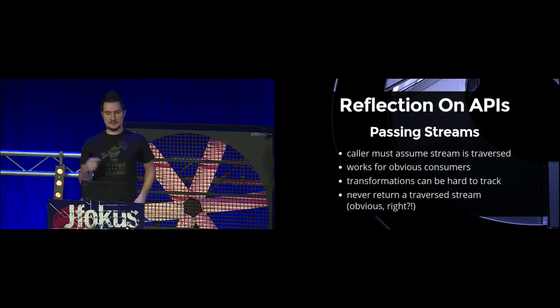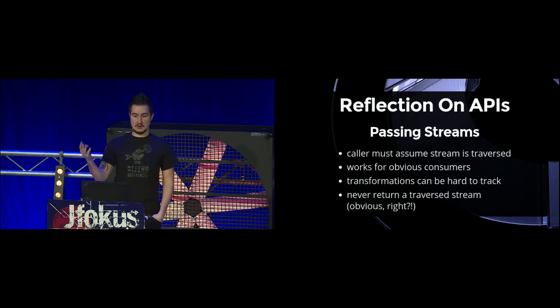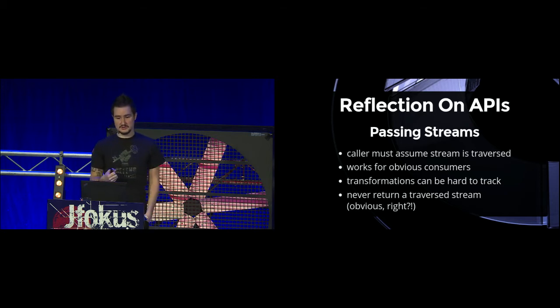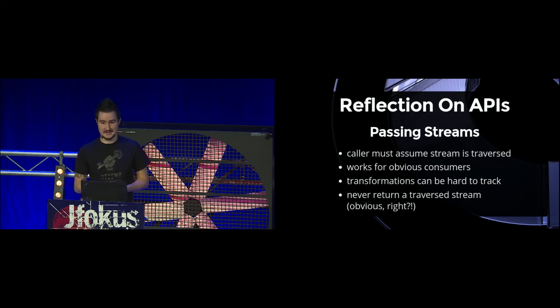So what about passing streams? We said that the caller must always assume the stream is traversed. This works well for obvious consumers. And transformations can be hard to track. And if you consume or traverse a stream, never ever return it. It's obvious, but again, it might accidentally happen.